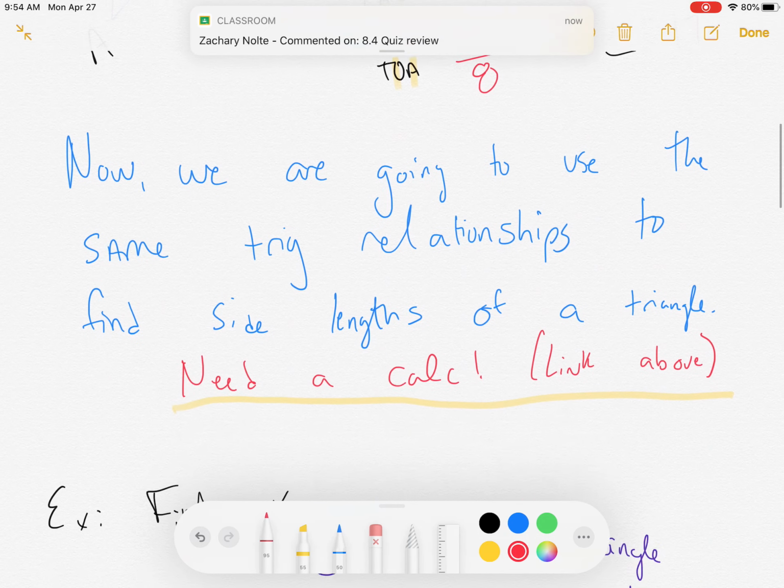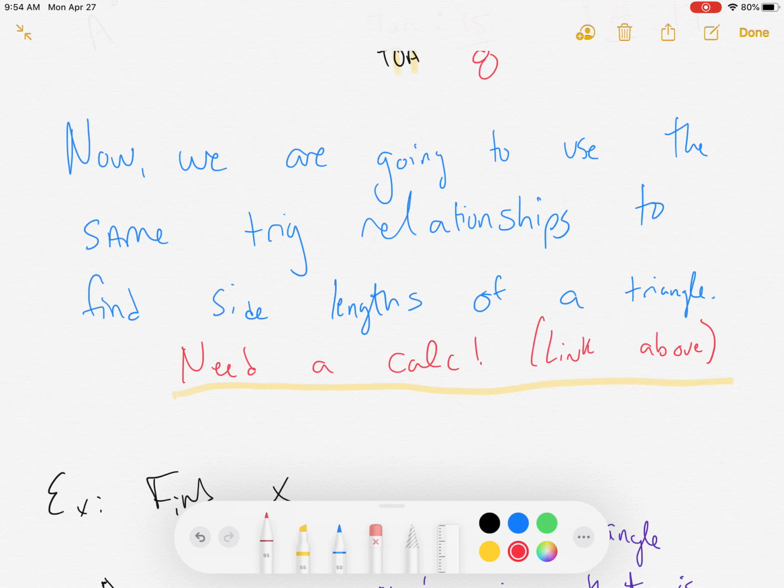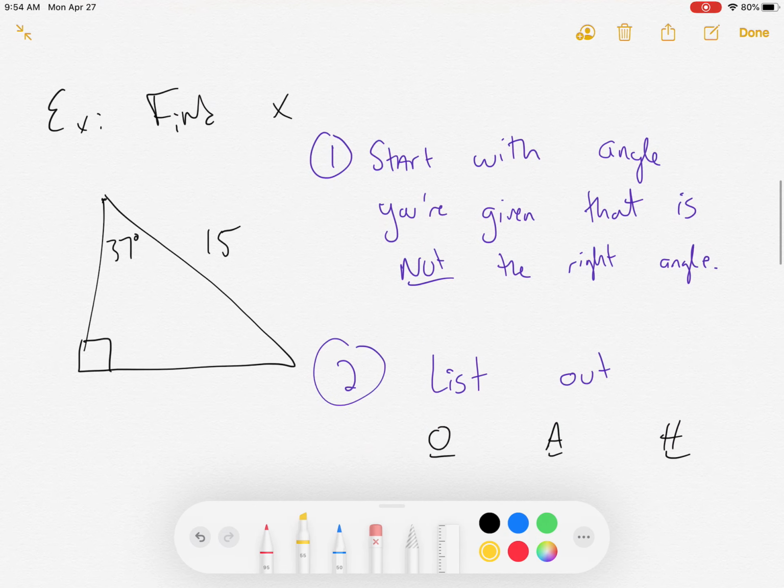Okay, now today we're going to use the same trig relationships to find side lengths of a triangle. This is the portion we need a calculator for. So if you haven't already, go to your computer and type in gg.gg/LoganCalc. If you need the link written out, scroll up or rewind the video, and it is written above. Okay, so now we have to find x, which I accidentally deleted, which is here. So we have to find x.